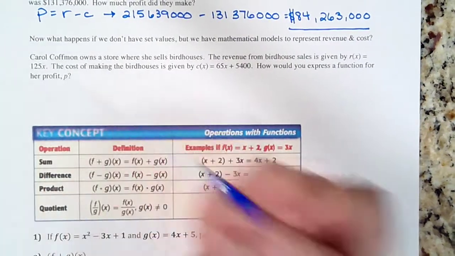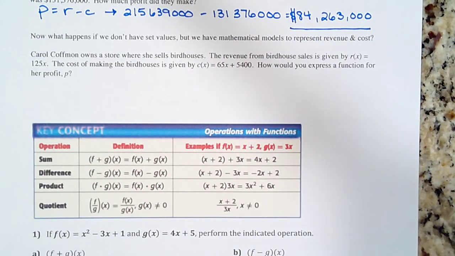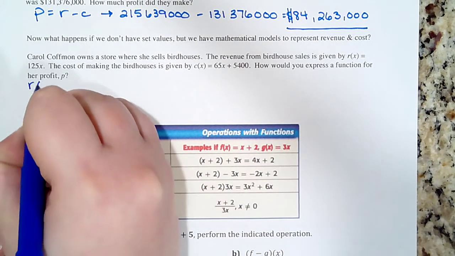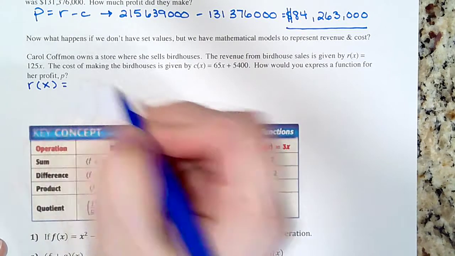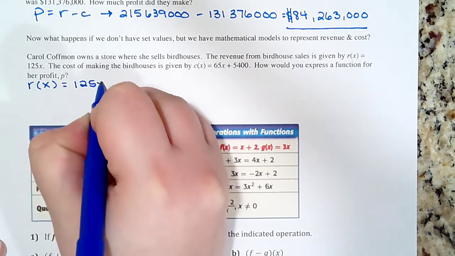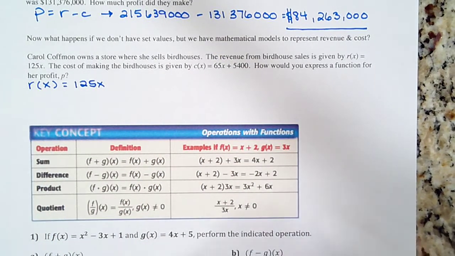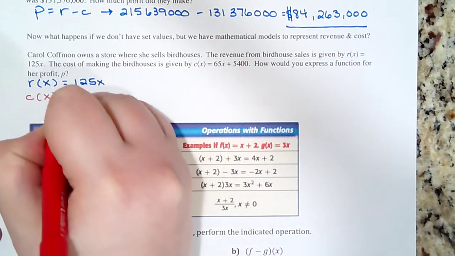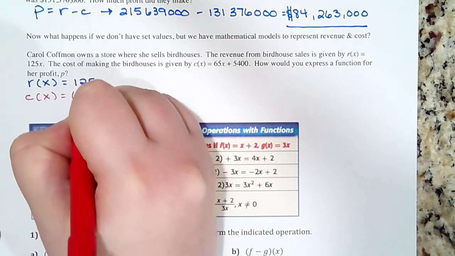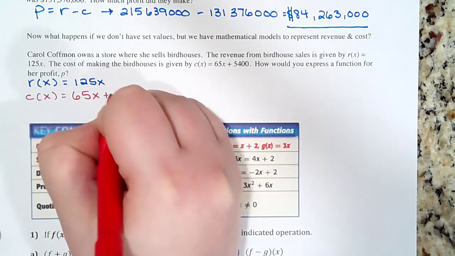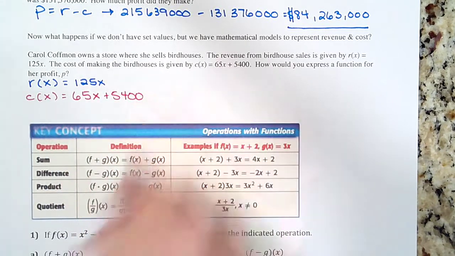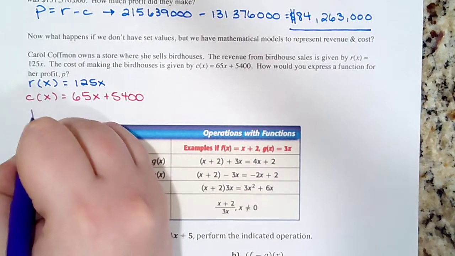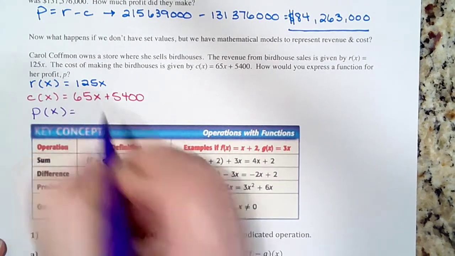Well, as I've shown you in my other word problems, I don't like to work with a ton of words. I would rather just pull out all of my knowns. So that's the first thing I'm going to do. I'm going to say my revenue is equal to 125x. Now in a different color, I was also given my cost. C of x is equal to 65x plus 5,400. And then, because I don't want to work with any words at all, I want to know what I'm looking for. In this case, that's P of x.